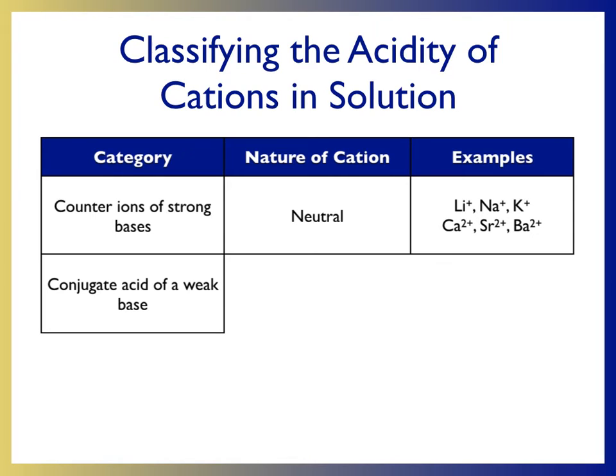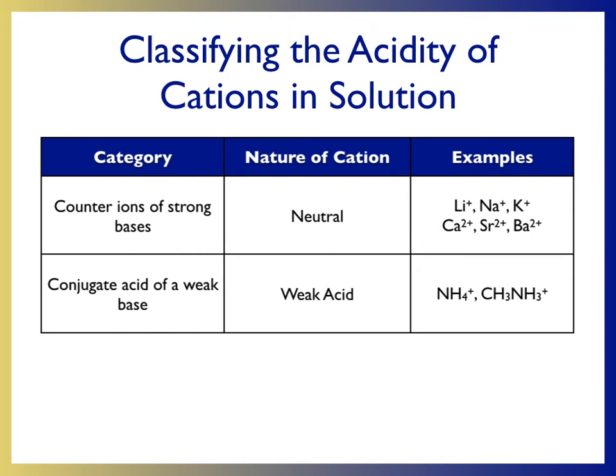The second category of cations are cations that are conjugate acids of weak bases. These cations tend to make the solution weakly acidic. For example, the ammonium cation is a conjugate acid of the weak base ammonia. Therefore, the ammonium ion is considered to be weakly acidic. The methylammonium ion, a derivative of ammonium, is also considered to be weakly acidic. Its conjugate base, methylamine, is also considered to be a weak base.